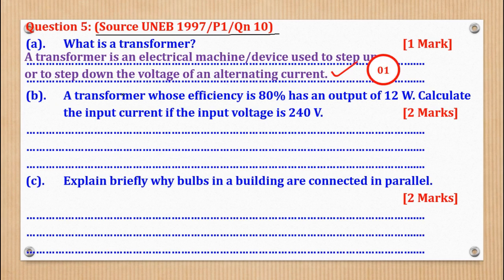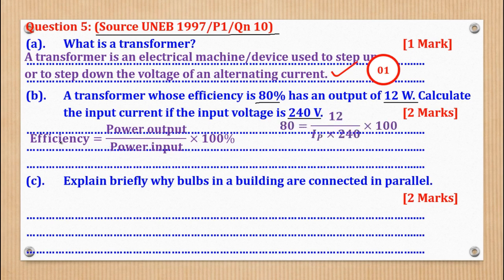Part B says that a transformer whose efficiency is 80% has an output of 12 watts. Calculate the input current if the input voltage is 240 volts. So first of all you have to remember the formula for efficiency: efficiency is equal to power output over power input multiplied by 100%. Now when we substitute, where there is efficiency you put the 80% which was given in the question. Then power output was given as 12 watts, so you put it there. Then power input is equal to I V, where V is already known as 240 volts, but I_P is not known, which is the current in the primary coil, and that's what they want.